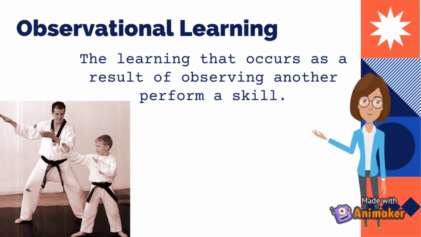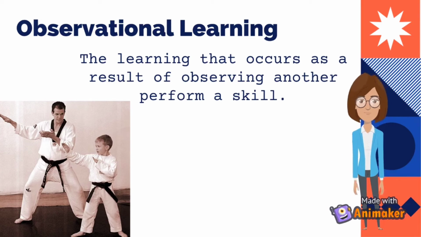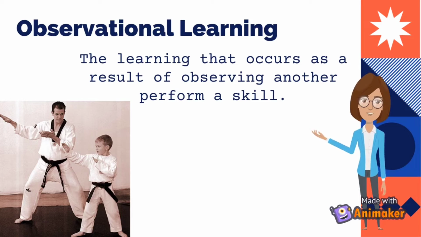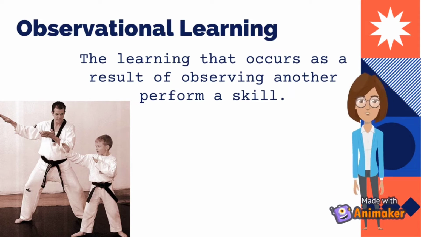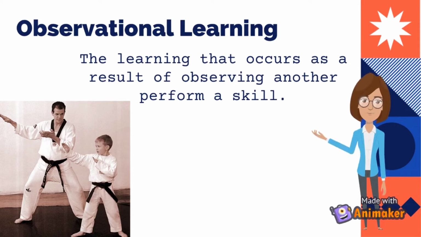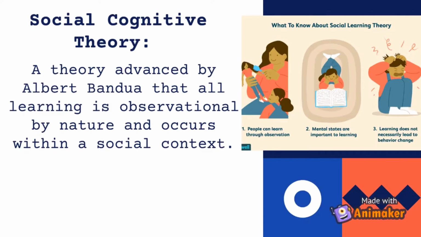Observational learning: the learning that occurs as a result of observing another perform a skill. Social cognitive theory: a theory advanced by Albert Bandura that all learning is observational by nature and occurs within a social context.